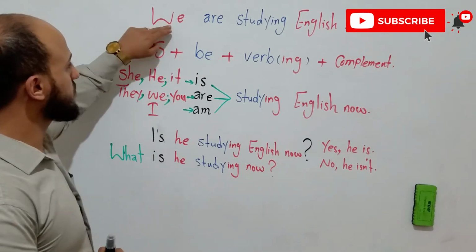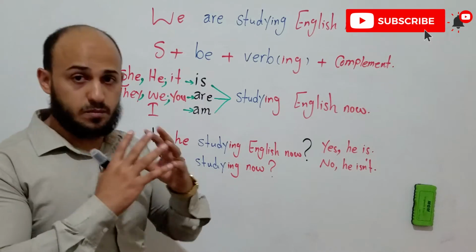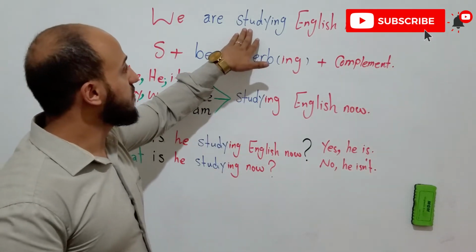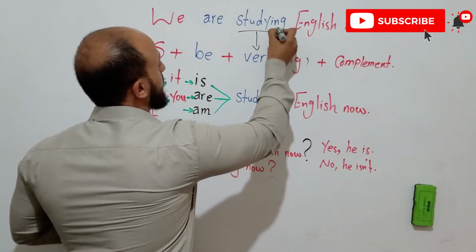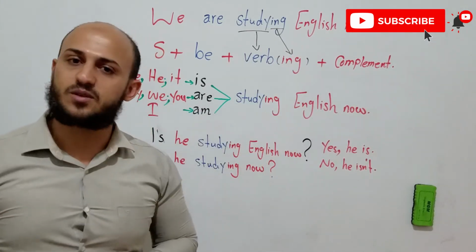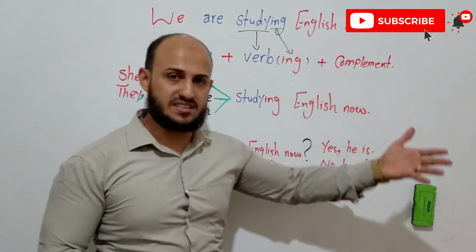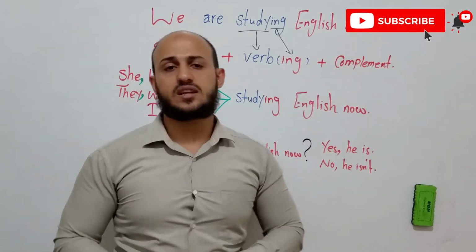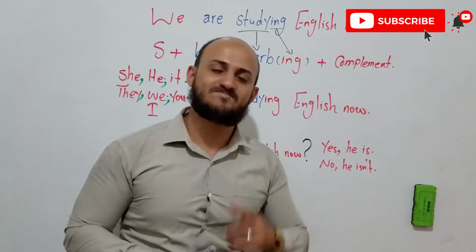The grammar is: we have "we", which is the subject, "are", which is the verb be in reality, and the verb, and here we have ing. Very good. And this is the complement, right? You complete the sentence. And this is what's called the keyword that shows you that it is continuous.